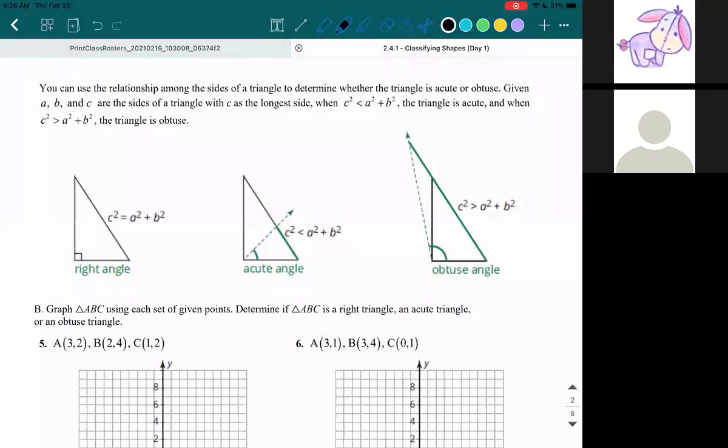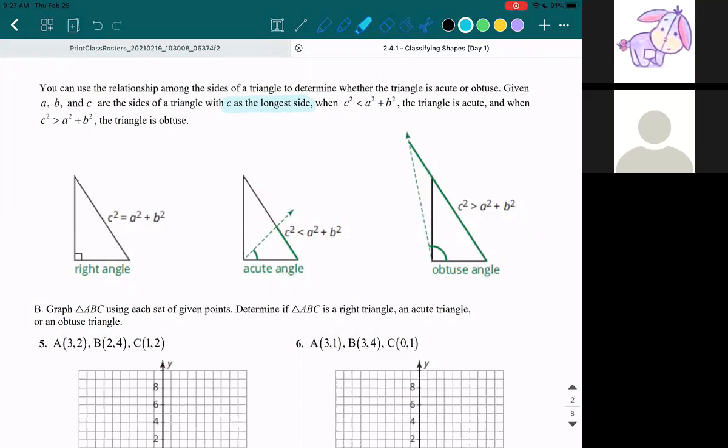All right, so more problems based on triangles. Let me read this little section to you first. You can use the relationship among the sides of a triangle to determine whether the triangle is acute or obtuse. Given A, B, and C are the sides of a triangle with C as the longest side, that's very important. I'm going to highlight it. C is the longest side. So you have A, B, and C being the longest side. A and B, it doesn't matter which one you label, okay?